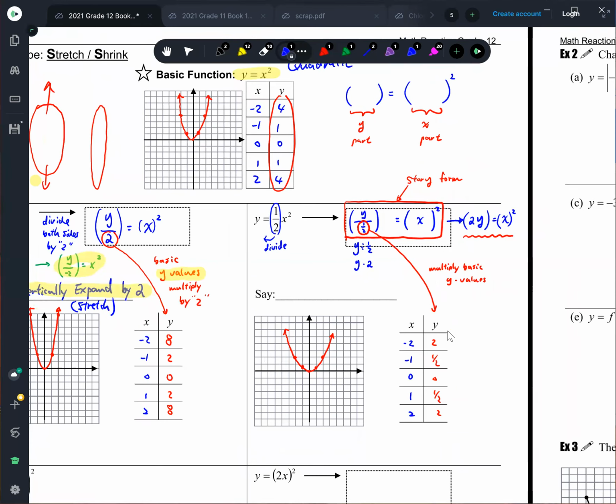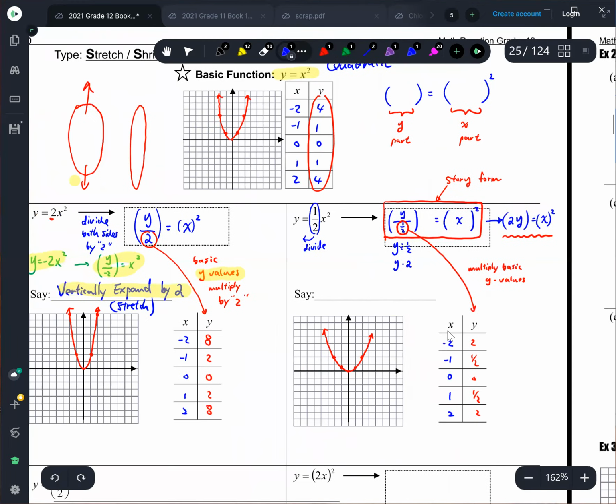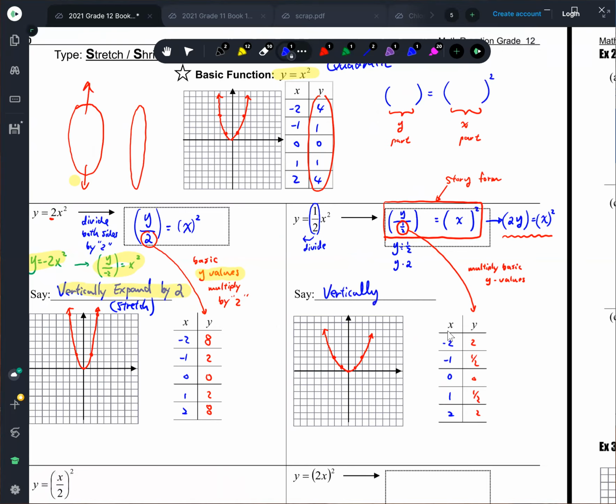So far, everything affects the y values, all right? Because it's affecting the y values, it's affecting the up and down, because y goes up and down. So the way to describe is still vertical, right? Vertical means up and down. So vertically, because it's getting smaller, instead of saying expand, we have compress. Vertically compressed by 1/2. This time you will say by 1/2.